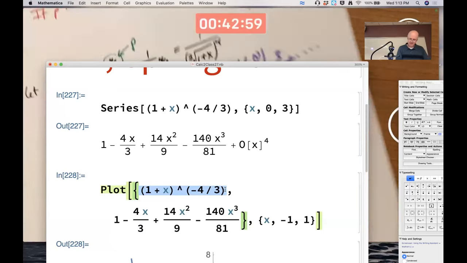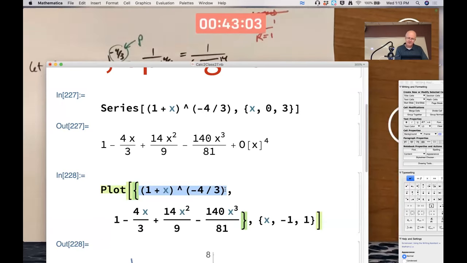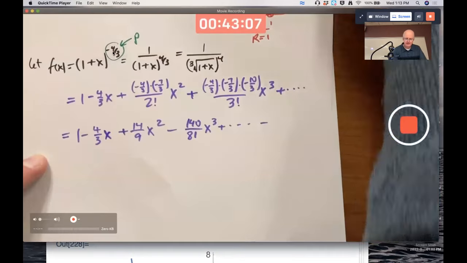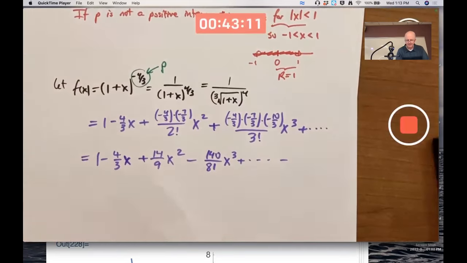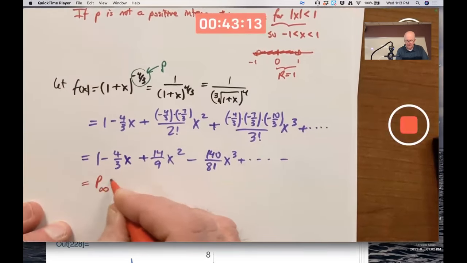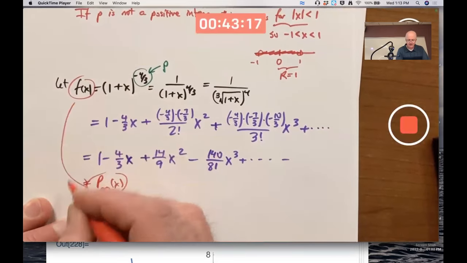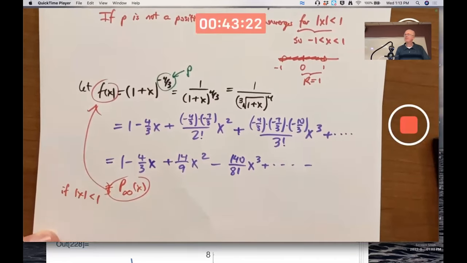And yes, let me just emphasize once more. These are actually equal. You could call this P infinity. But it does equal the original function as long as the absolute value of x is less than 1. Okay.